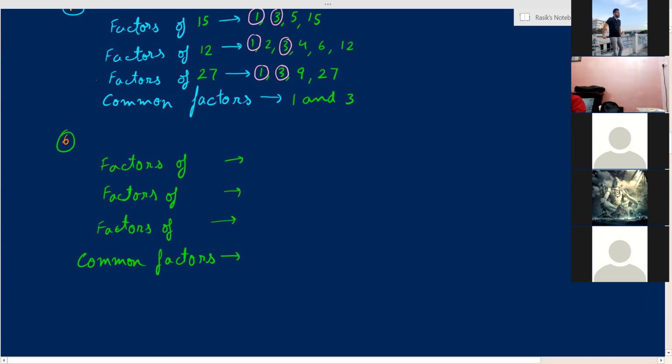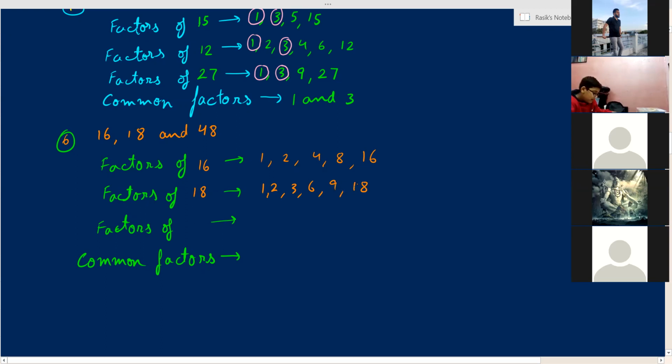The numbers are 16, 18 and 48. Factors of 16: 1, 2, 4, 8, 16. Factors of 18: 1, 2, 3, 6, 9, 18. Why 9? Okay, 9 is not a factor of 18. 9 के टेबल में नहीं आता 18। बेटा बताओ, नहीं आता है?